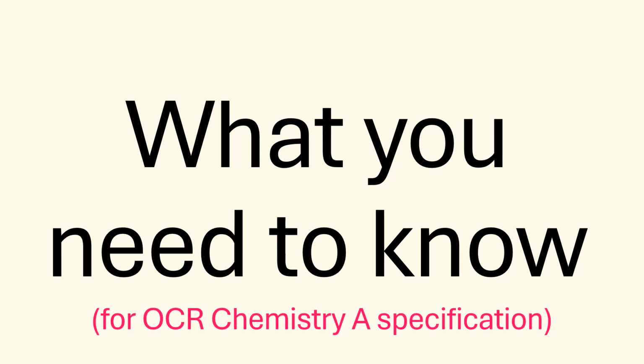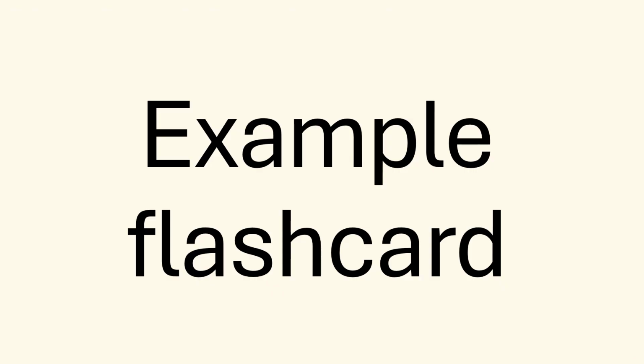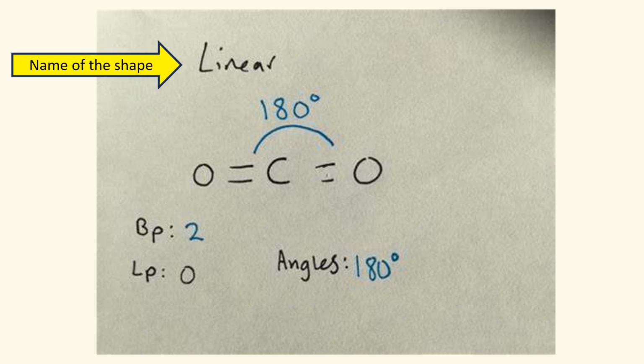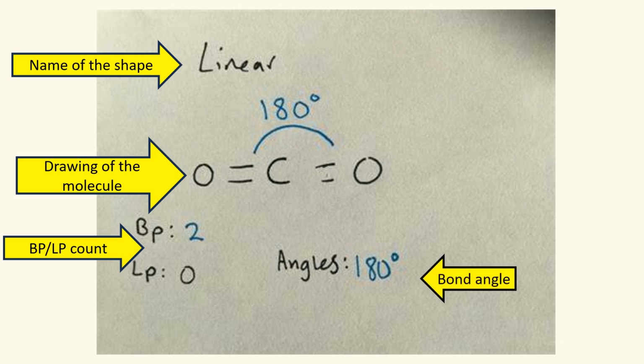For the OCR Chemistry A specification, you need to know these: the number of bonding pairs, the number of lone pairs, the name of the shape that goes with that, and the bond angle. It's also good to have an example molecule to line up with that as well. You can get this from your textbook. You need to do a flashcard for each of those. Here's an example of one. You've got the name of the shape, a drawing of the molecule, a bond pair and lone pair of electrons count, and the bond angle that goes with it. So not just a linear flashcard, one for all the others as well.